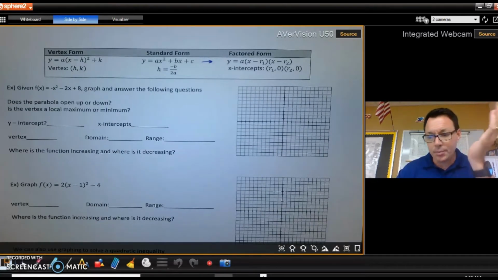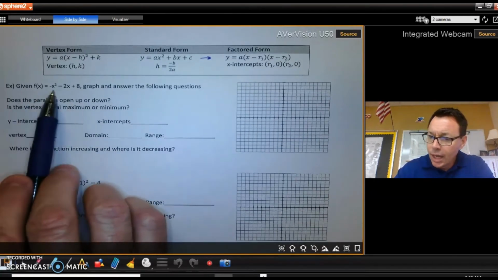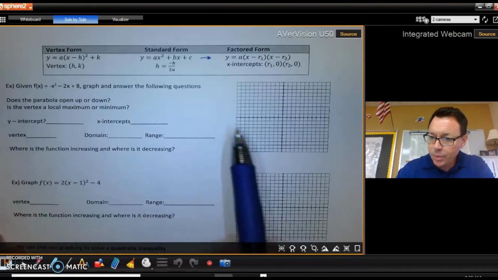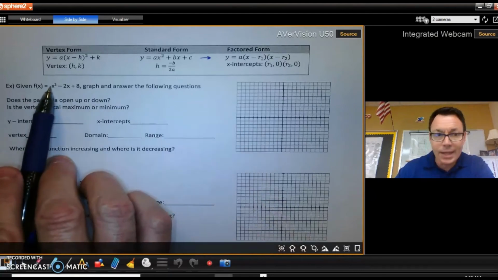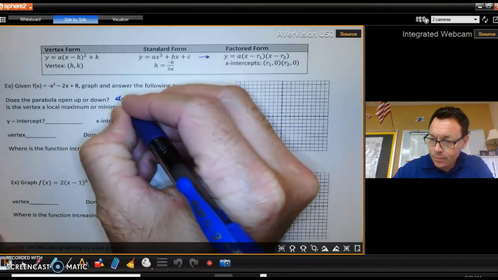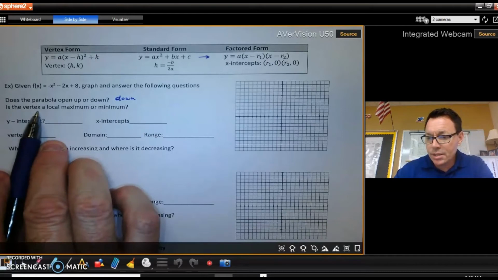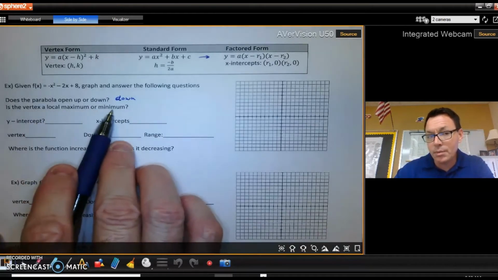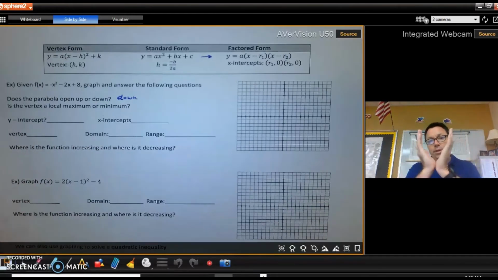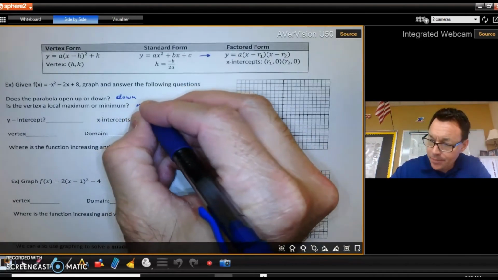So, for example, the first example I give you is in standard form. So, looking at this, does the parabola open up or down? Well, that negative out front means that it's going to go down. Okay? Is the vertex a local maximum or minimum? Well, if you've got a parabola that's been flipped upside down, that vertex is going to be a high point, and then you're going to turn and go back down. So that is going to be a local maximum.